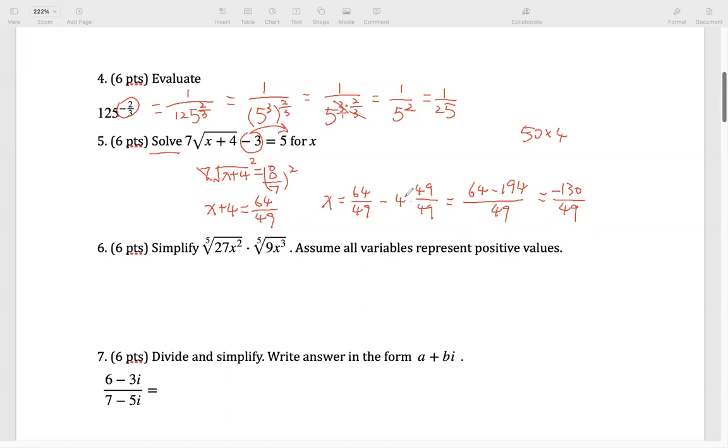Oh, hold on. 4 times 49, we need to plus 49, because we still have this 49, right? So there's 194 plus 49. So that's 134 plus, so this one, add 49 to it, so 179, so negative 179 over 49.